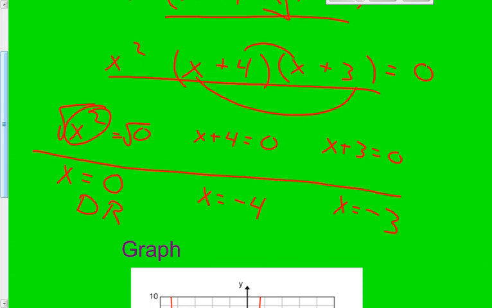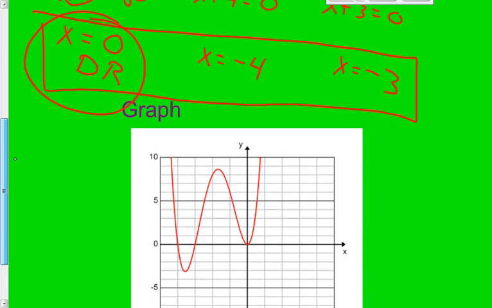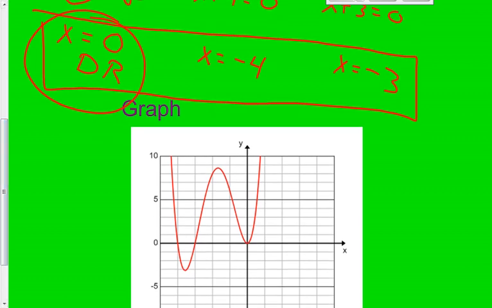At x equals 0, you have a double root, so there's 2 of them involved right here. And then you have x equals negative 4 and x equals negative 3. Let's take a look at what this looks like on the graph. It crosses at negative 4 right here. It crosses at negative 3 right here. And it doesn't cross at 0. Remember what a double root means. A double root means that it comes down and it just touches 0 before it hops back up again. So that's where that double root comes into play. It just touches it before it hops back up.